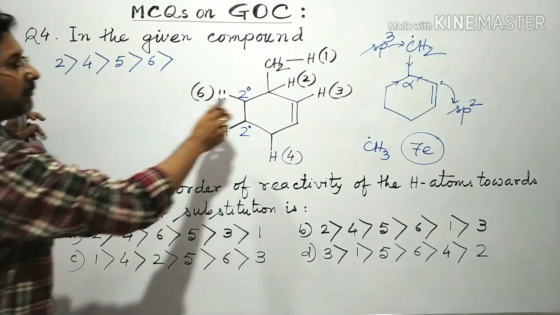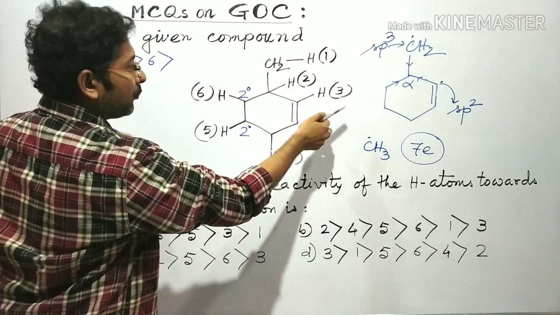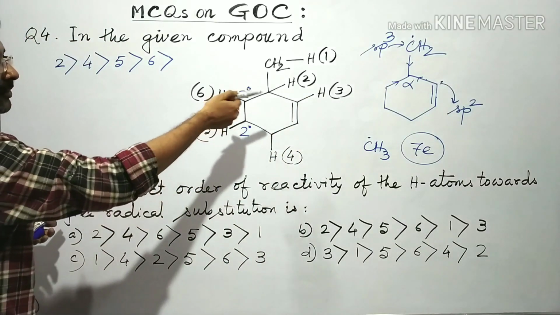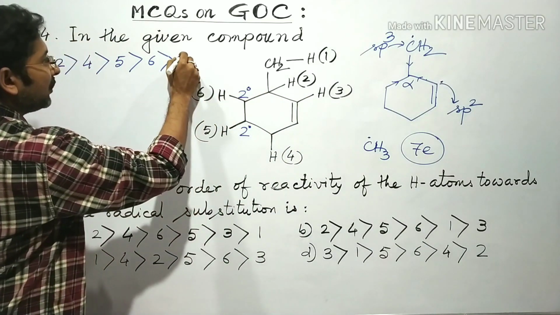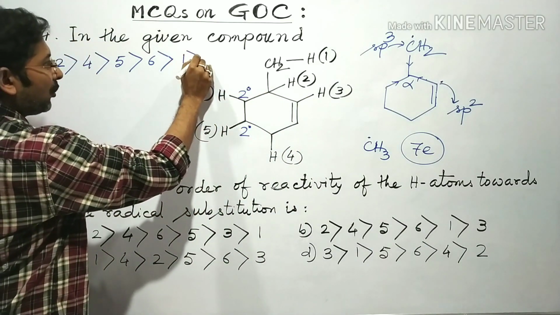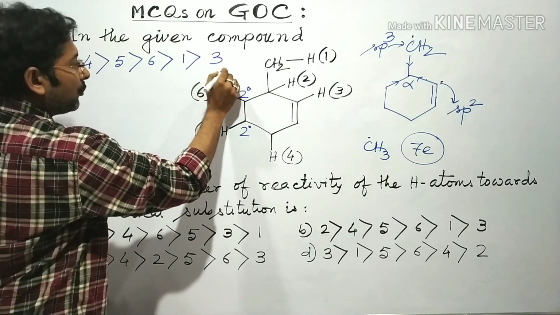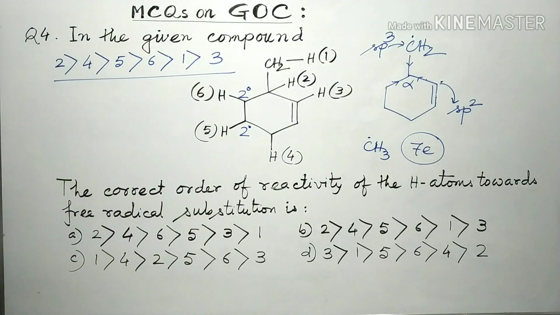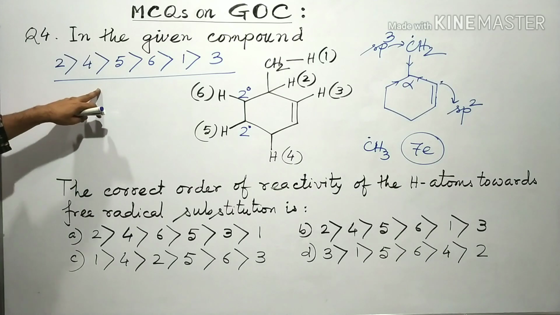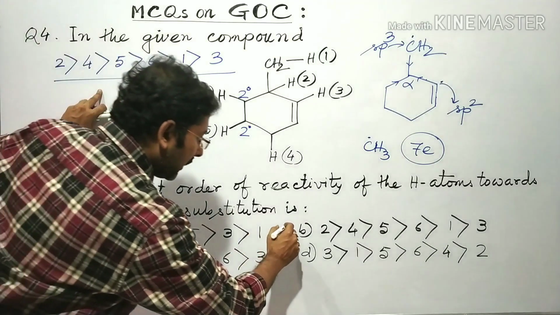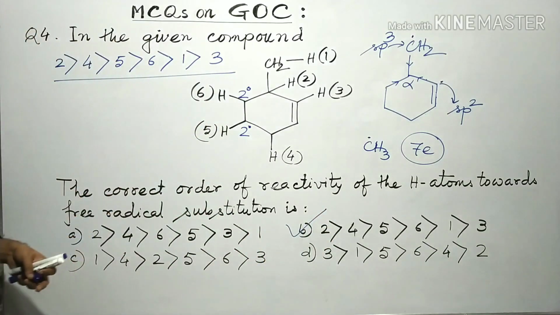So definitely hydrogen 1 is more reactive in comparison to hydrogen 3. So the reactivity order of hydrogen atoms will be definitely here. This is given in option B, so B is your correct answer.